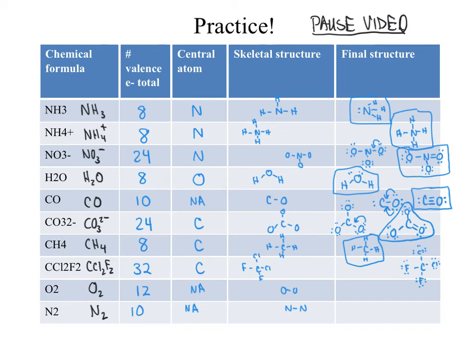So everything has a full valence shell. I don't need to do any double bonding. I don't need to move any electrons around, and that's my final structure.